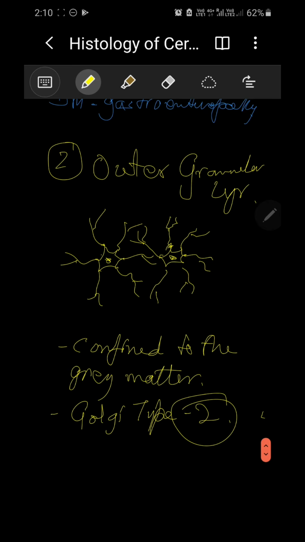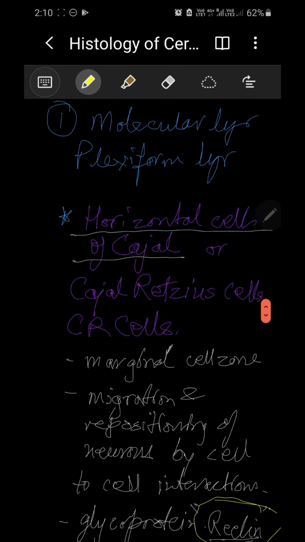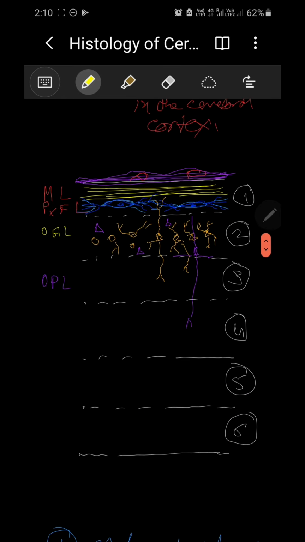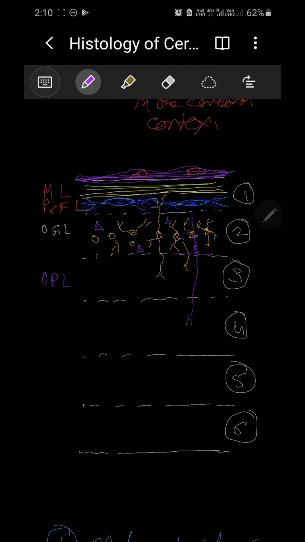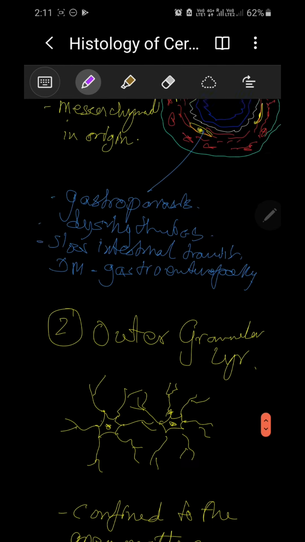Okay. Now let's move to the third layer, and here I'm going to talk about the outer pyramidal layer. As I told you, the name is pyramidal layer, so you will have more of pyramidal cells, right? And pyramidal cells are triangular in shape, right?